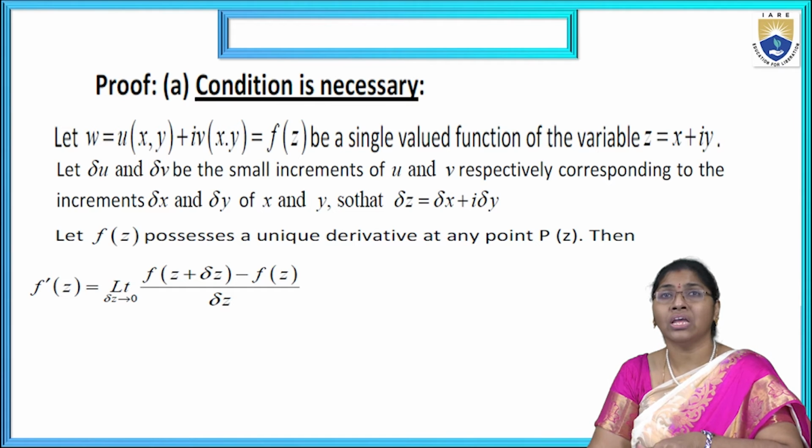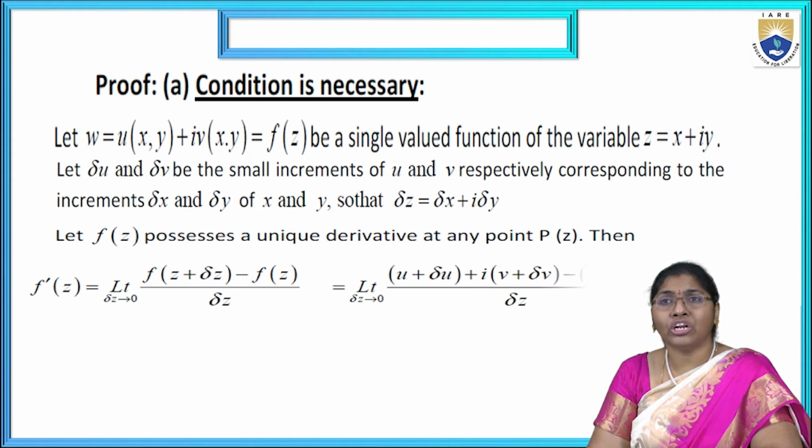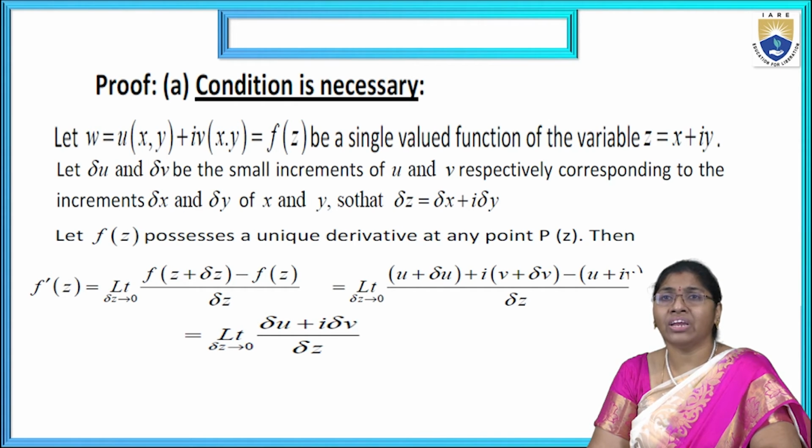That is the derivative of the complex function. Now that is a unique point value. Now it will be converted in terms of u and v. That is, limit delta z tends to 0 of [u plus delta u plus i into (v plus delta v) minus f of z, which is nothing but u plus iv] by delta z. Now substituting that, finally we get (delta u plus i delta v) by delta z.